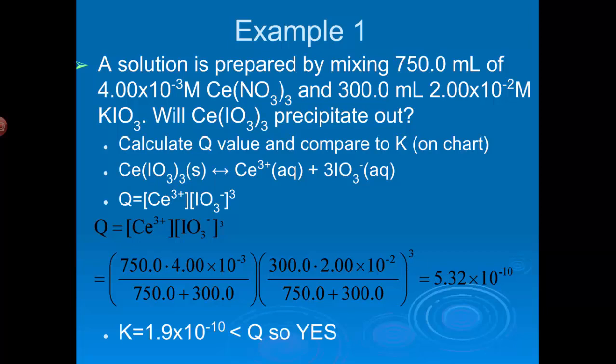The KSP value for cerium iodate is 1.9 times 10 to the minus 10th. 5.32 times 10 to the minus 10th is greater. When Q is greater than K, we produce more reactants, and the reactant in this case is the solid cerium iodate. So if we're producing more solid, we're going to precipitate. So yes, given this situation, when I mix them, we will precipitate some cerium iodate.